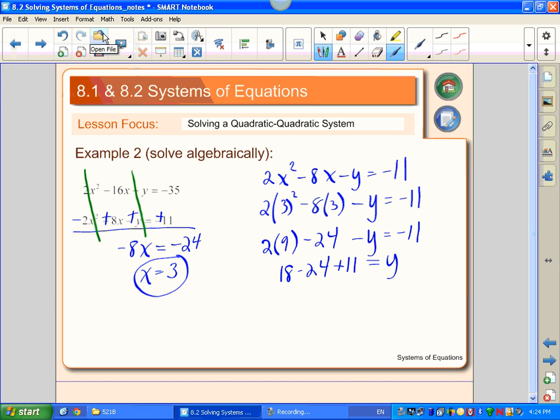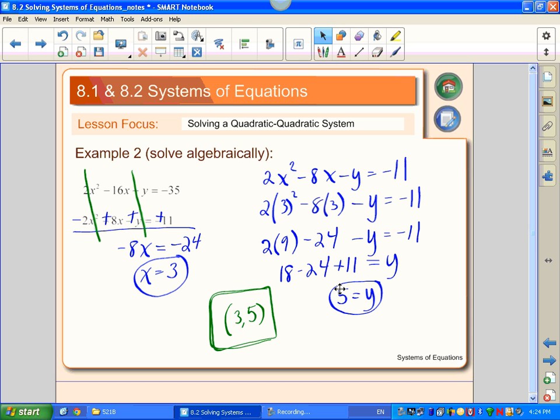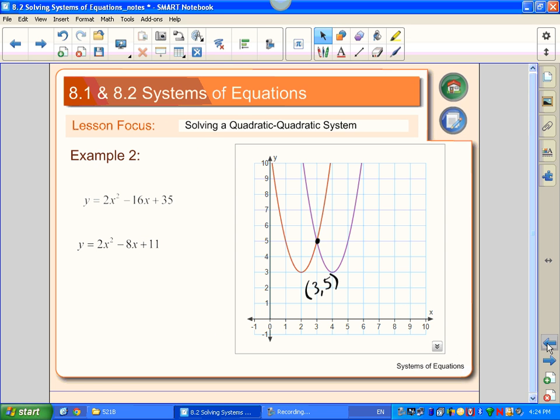So 18 minus 24 is giving me negative 6, plus 11 is 5, is equal to y. So for our final answer, we have the coordinate point (3, 5). This is our final answer. That is the point they have in common. And we know that we've shown that previously with the graph.